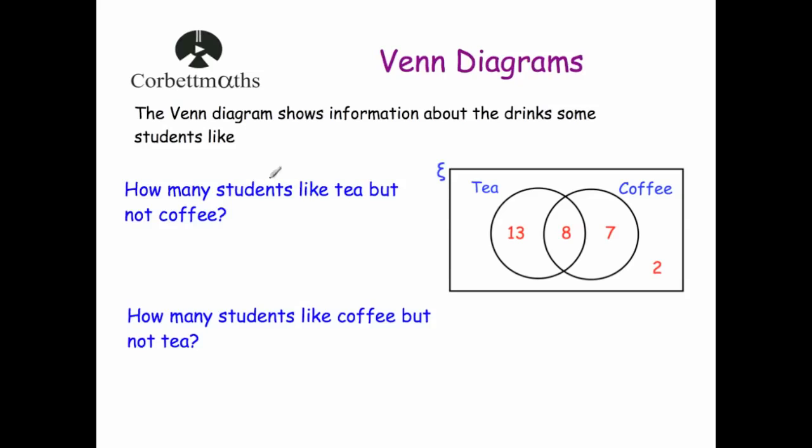Next, how many students like tea but they do not like coffee? Okay, so the people that like tea and not coffee would be these 13 people here, because they're in the tea circle but they're not in the coffee circle. So it'd be 13. And the next question is, how many students like coffee but not tea? Well, if you look at the coffee circle, that'd be the 7. 7 people like coffee but not tea. So we're getting used to reading Venn diagrams and understanding what the numbers mean.